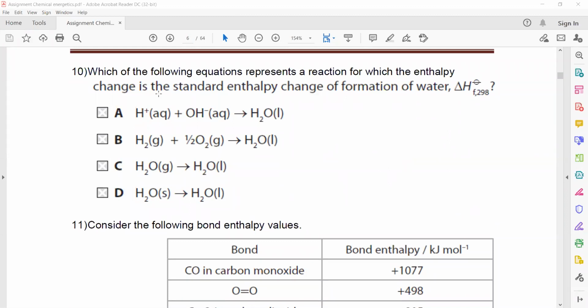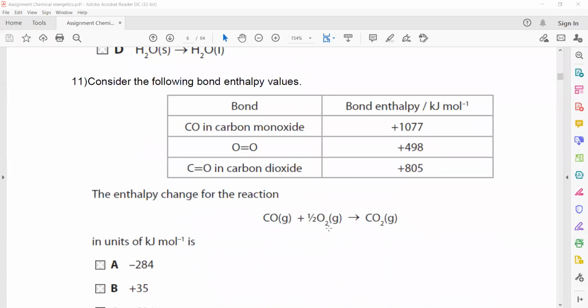Which of the following equations represents a reaction for which the enthalpy change is the standard enthalpy change of formation of water? The term formation means when elements form a compound. So which one is the right answer for question 10? When elements form a compound, that's called enthalpy change of formation. Yeah, B. In the other one, ions are forming a compound. Here, this is water gas, vapor. That's not it, because the definition is that elements form one mole of a compound. We call that enthalpy change of formation.